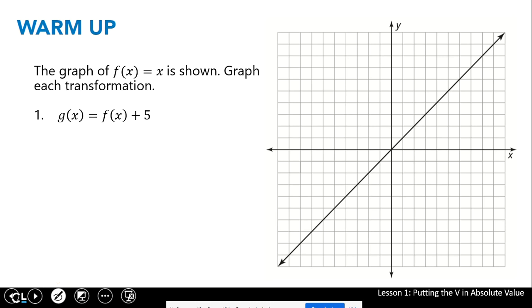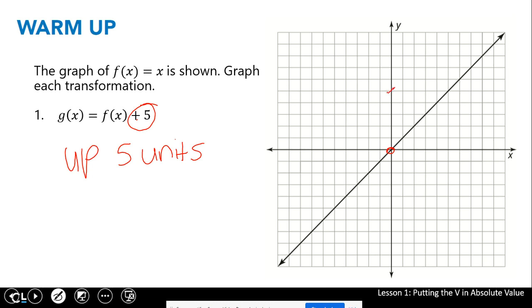Some people remembered some stuff, some people did not, but this plus 5 right here means that we are going to transform this graph of f of x into g of x, and we're going to go up 5 units. So you'll go to a point on the graph. I'll use this point first, 0, 0, and you're going to move up 5 points. So 1, 2, 3, 4, 5.